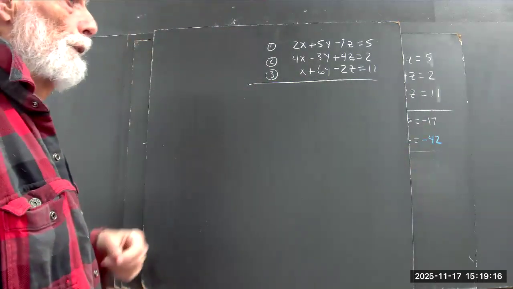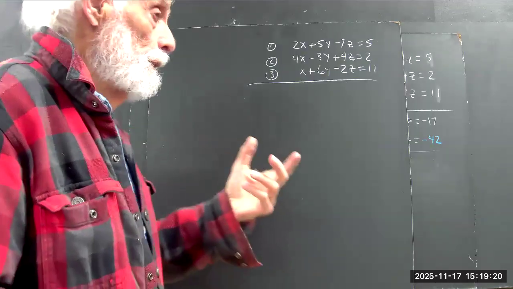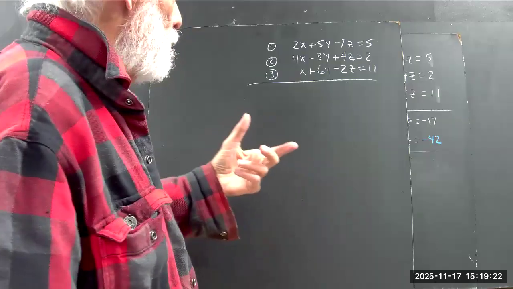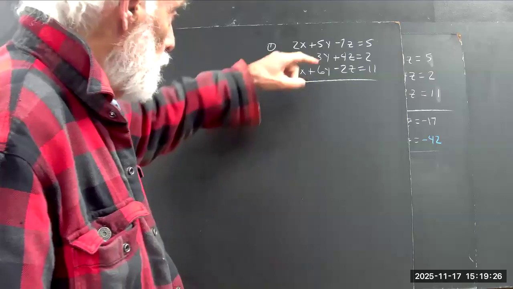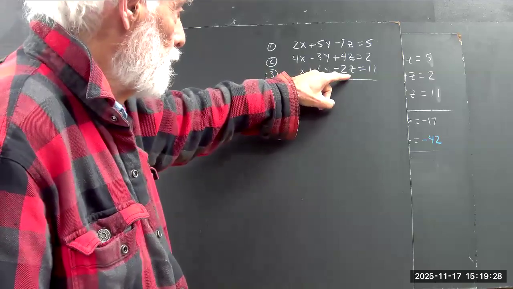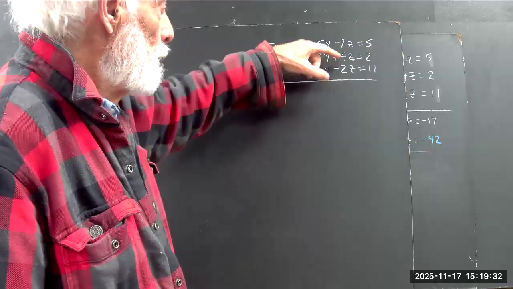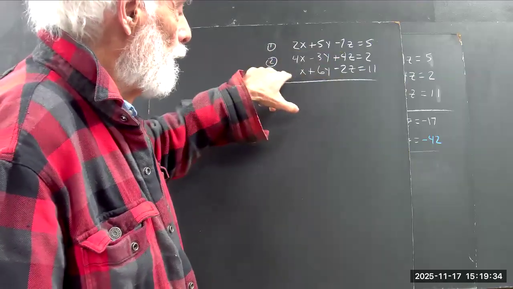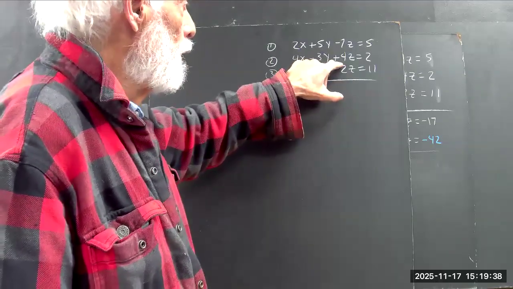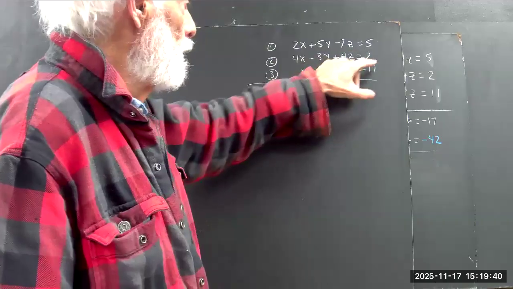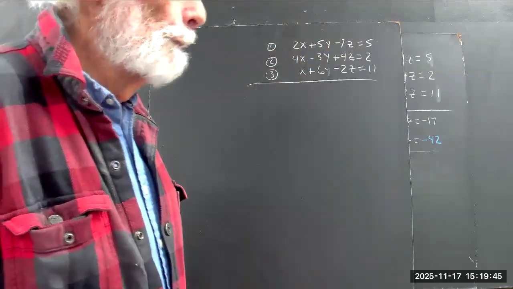How are we going to solve the system? Well, we're going to eliminate one of the variables from each of two equations. Now we can look at eliminating z. It would be easy to eliminate z between equation 2 and 3 because if we just double all the numbers in this equation, we get a negative 4z. Add that to this equation, which has a 4z, and the z's go away.